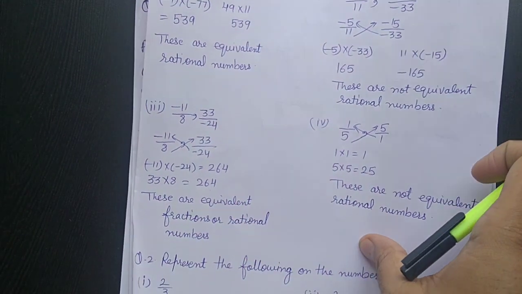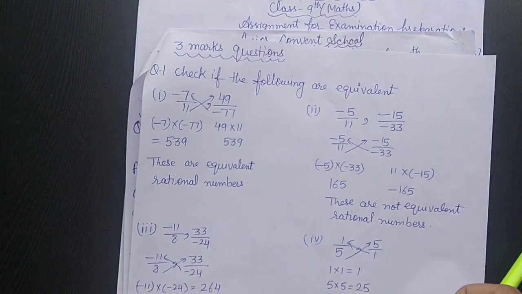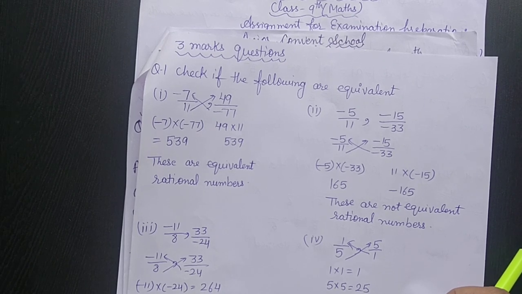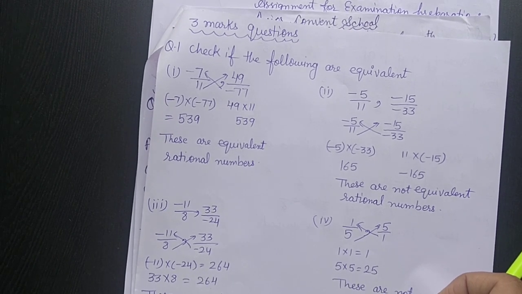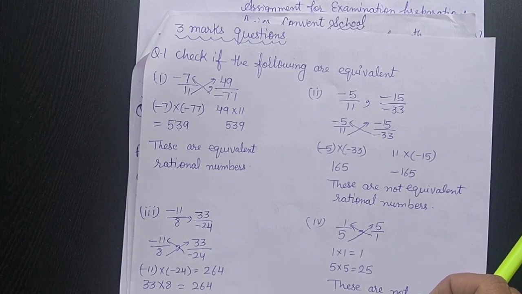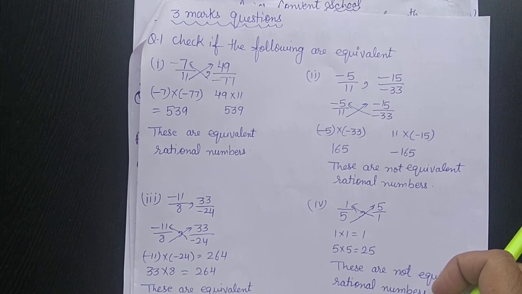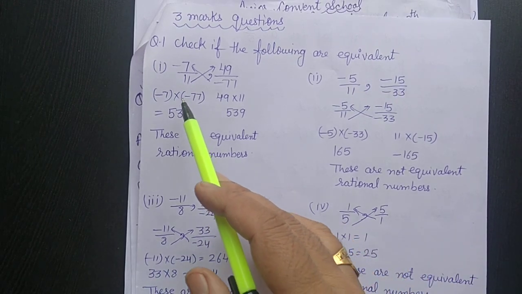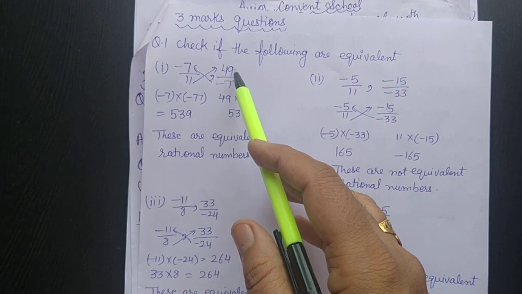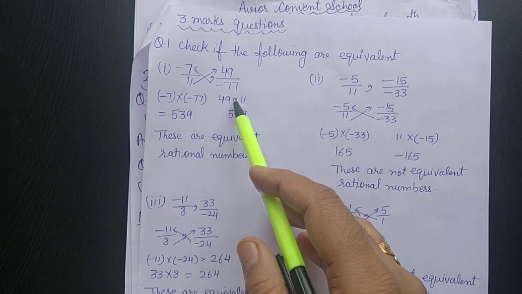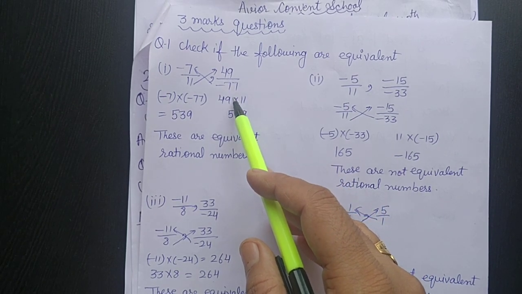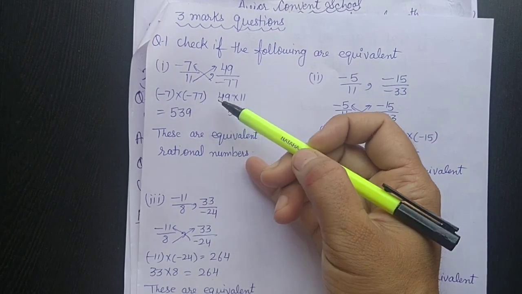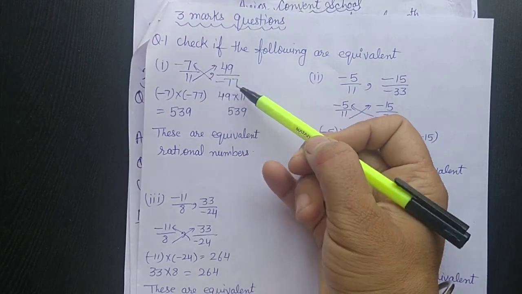Then next is the 3 marks questions. Question number 1, check if the following are equivalent. Equivalent means equal. We have to check whether these numbers are equal or not. So first of all, minus 7 upon 11, then 49 upon minus 77. This question I already explained in the previous video also. Just adopt the method of cross multiplication.